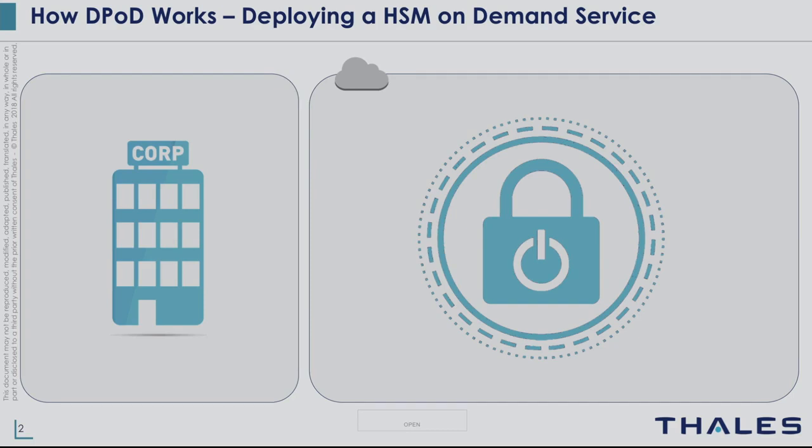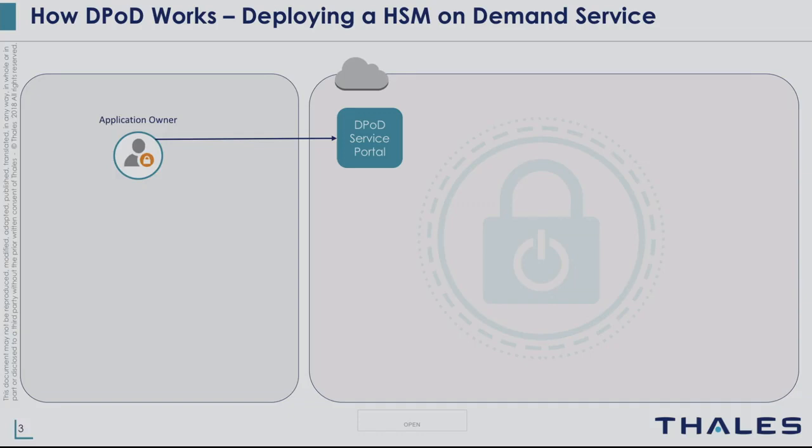On the left side of the screen, we have the corporate. This represents everything that your enterprise as a customer is performing. This could be within your data centers, within your main offices, regional sites, or within services you're hosting with another cloud provider. On the right side of the screen is the Data Protection on Demand data center infrastructure and the things that we're doing on your behalf.